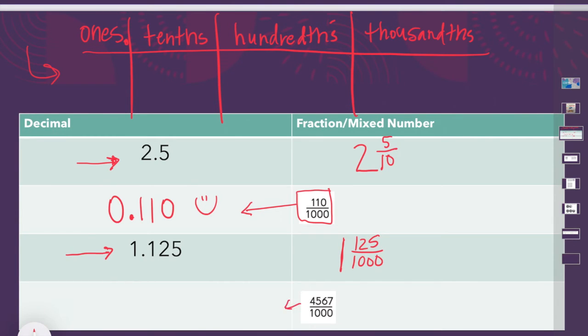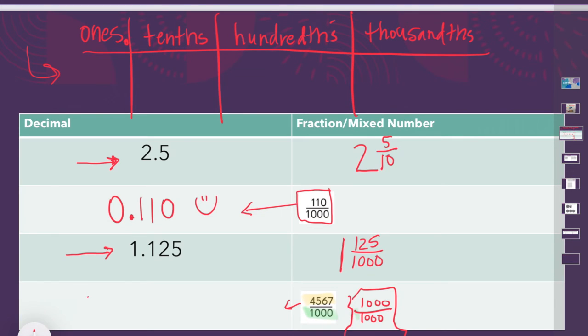All right, last one. 4,567 thousandths. Now, you may notice that this is an improper fraction, or a fraction greater than 1, because the numerator is greater than the denominator. So we know it's going to be a decimal that has a whole number, correct? But how many will it have? Well, if I take 1,000 over 1,000 out of 4,567 over 1,000, that's one whole.